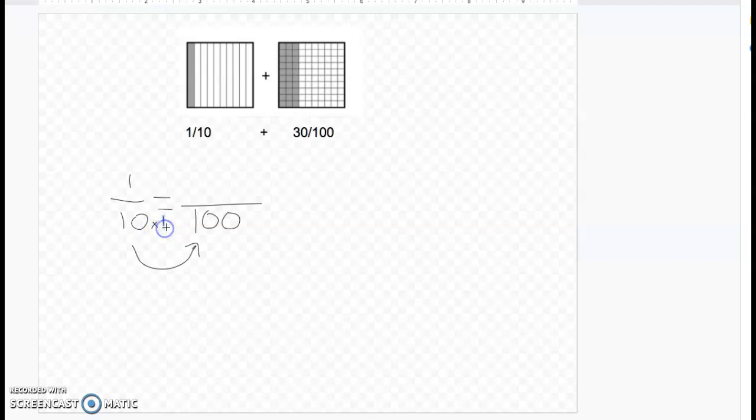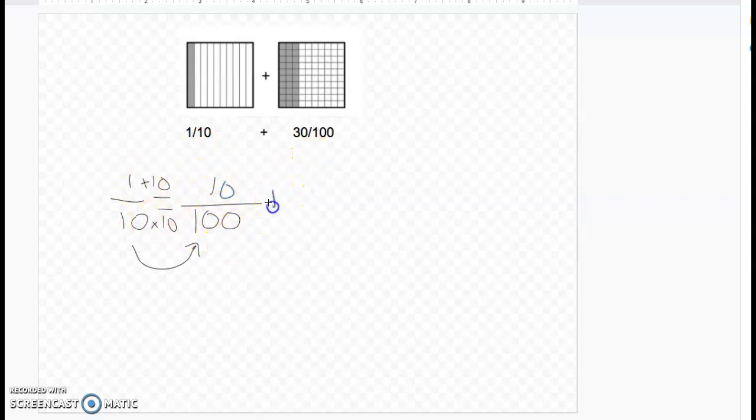And we multiplied, and what did we multiply by? 10, because 10 times 10 equals 100. Whatever you do to the denominator, you need to do to the numerator in order to keep the fraction equivalent. And 1 times 10 is 10. Okay, so now we have 1/10 is equivalent to 10 hundredths. We have just renamed 1/10 to 10 hundredths, or 1 dime to 10 pennies.